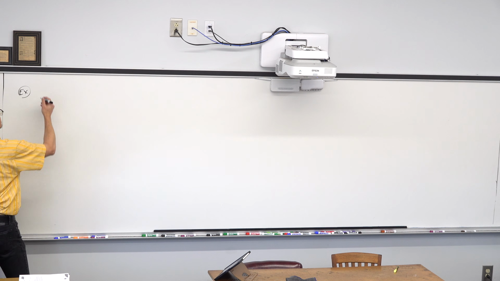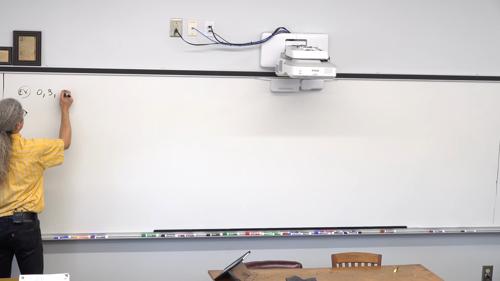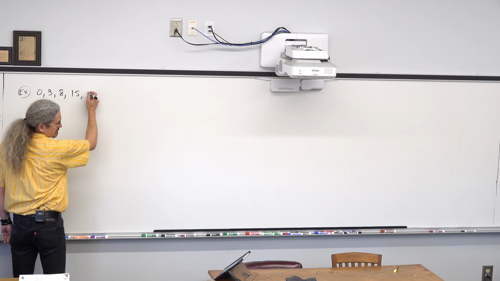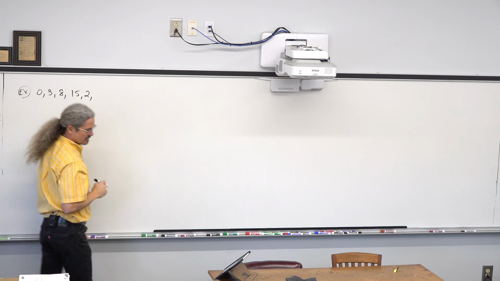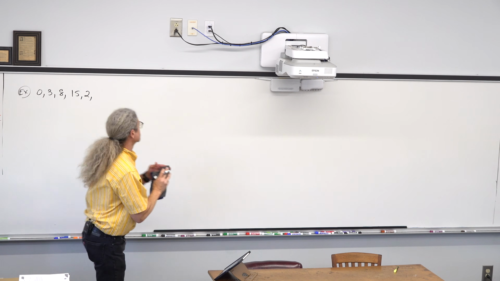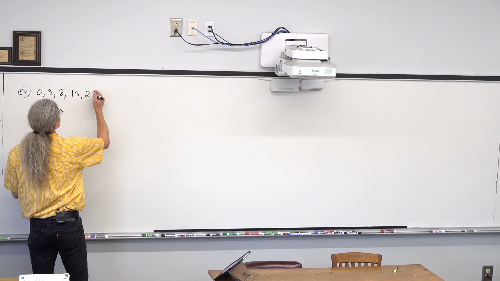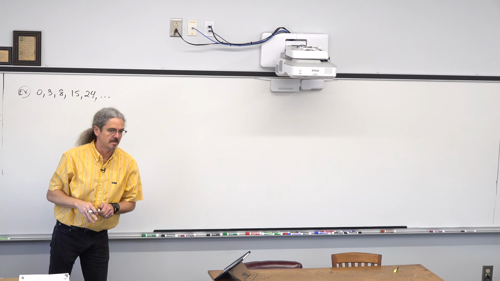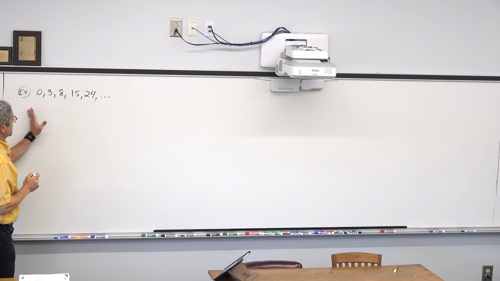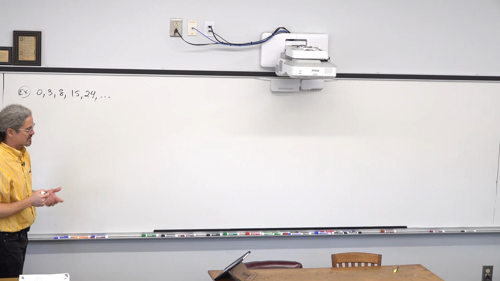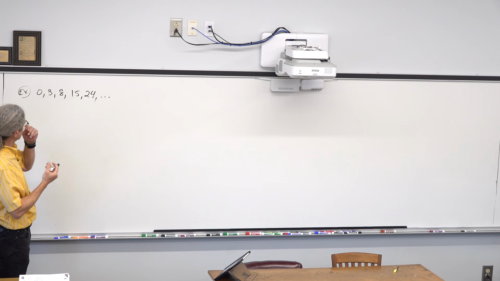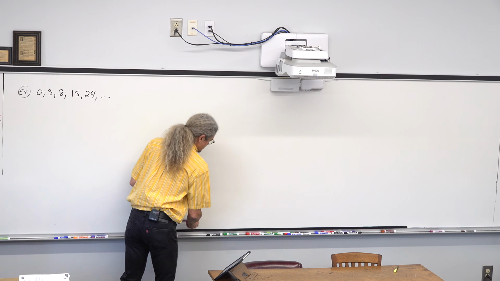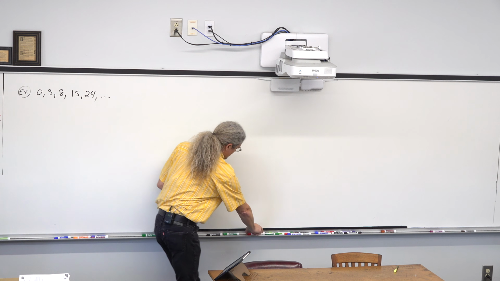So we have a sequence of numbers of 0, 3, 8, 15, 24, and a little dot, dot, dot indicating that this pattern continues. When being asked for a general term or explicit formula for a sequence, I'm going to default to general term in terms of the language I'm using.